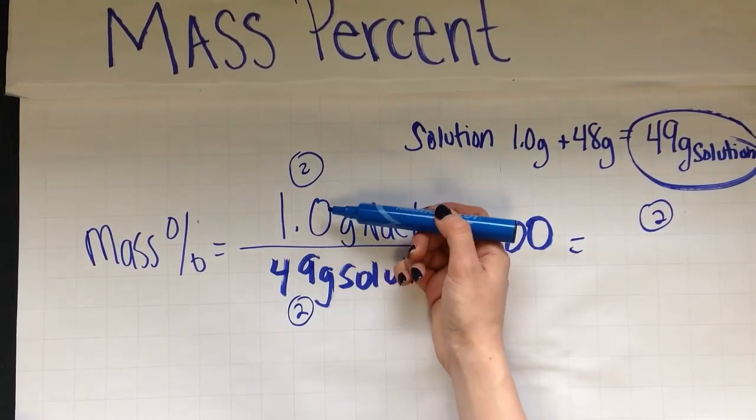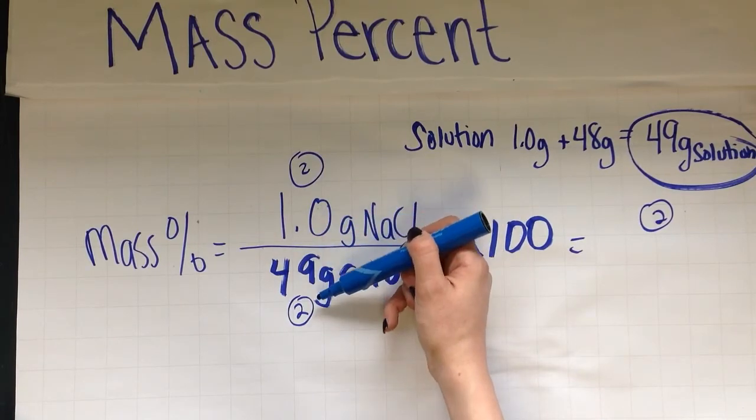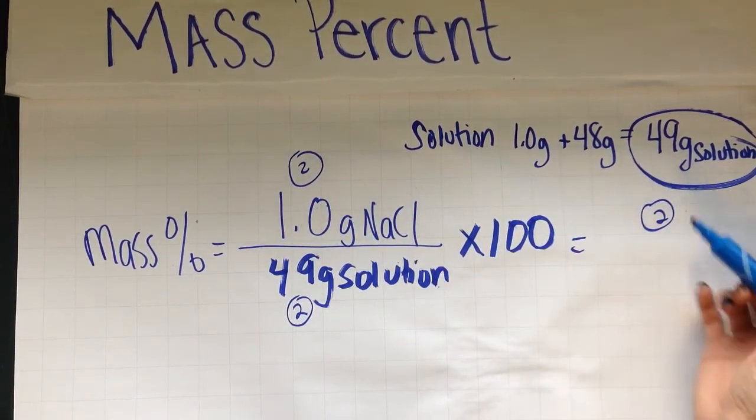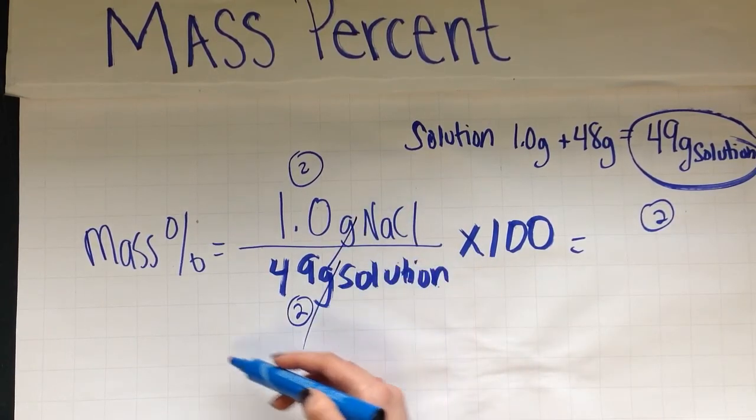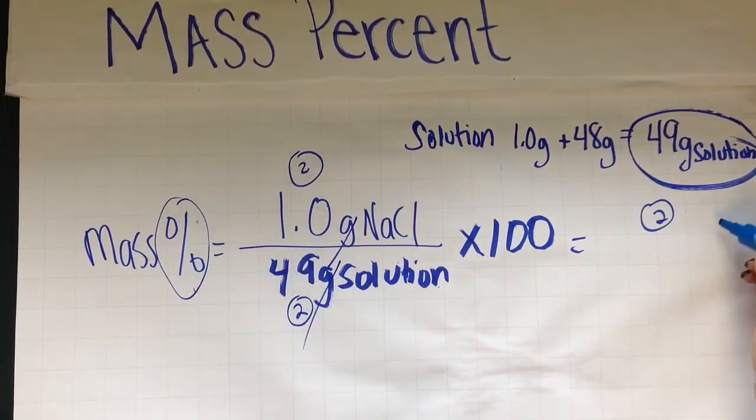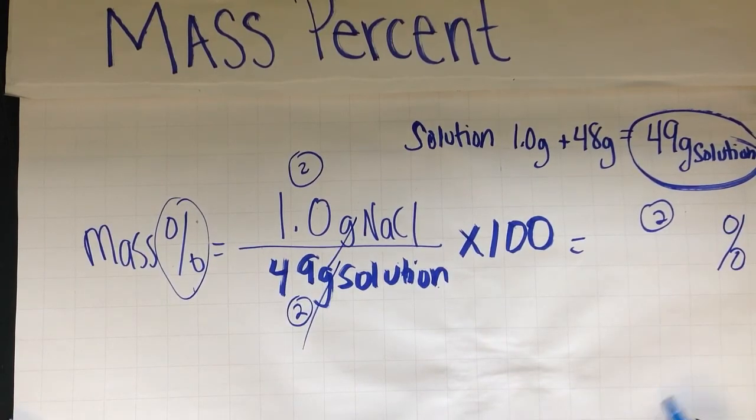So go ahead and take your calculator out and divide 1.0 divided by 49, times it by 100, and round it to 2 sig figs. And what's my unit? Well, the grams and grams cancel out, and obviously we're going to have percent as our unit. That's the end of the video.